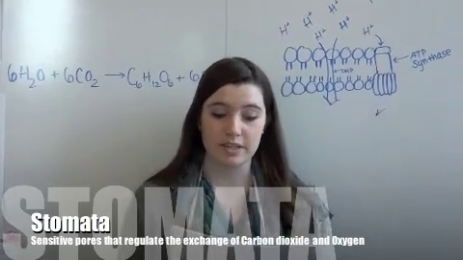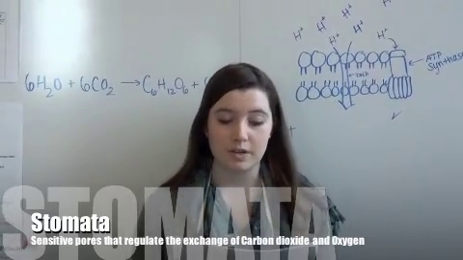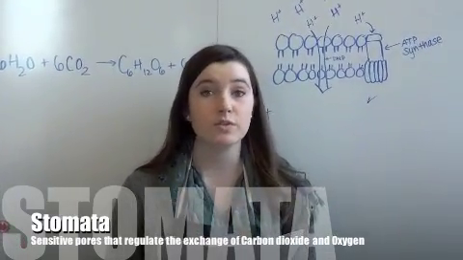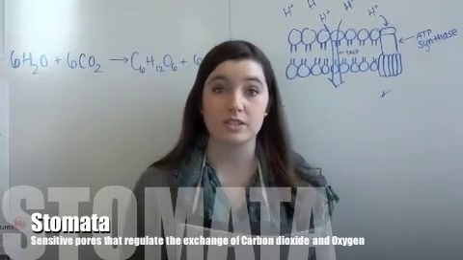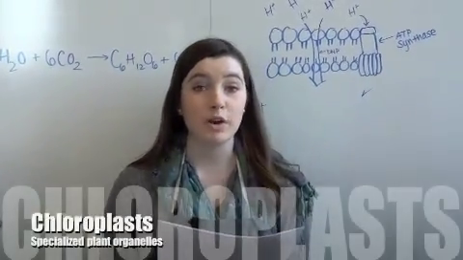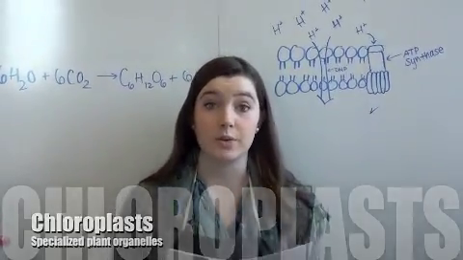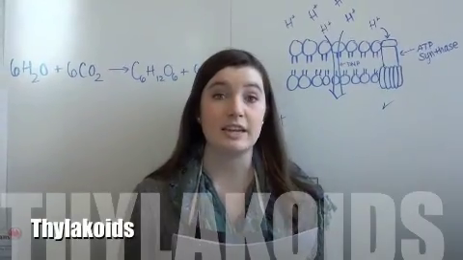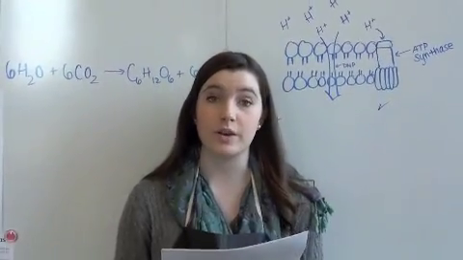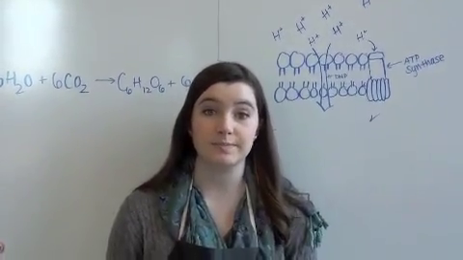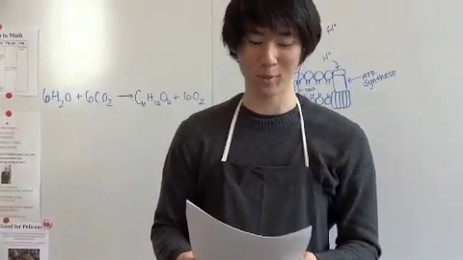On the underside of leaves are stomata, sensitive pores that regulate the exchange of carbon dioxide and oxygen. They are crucial to the rate of photosynthesis, which affects the surrounding environment. The actual process of photosynthesis occurs in the chloroplasts, specialized plant organelles. Chloroplasts contain thylakoids, stacked into grana where light is absorbed. They also have stroma, where the Calvin cycle occurs. We should explain it a little more.